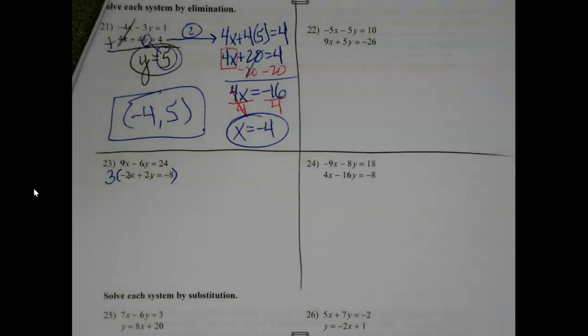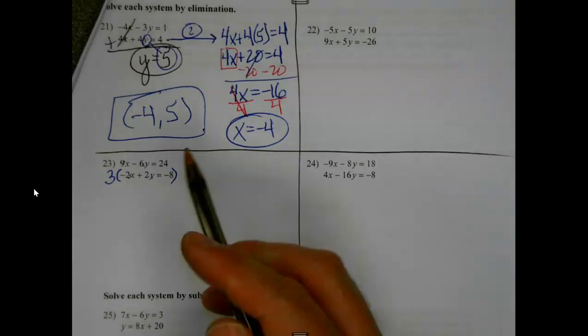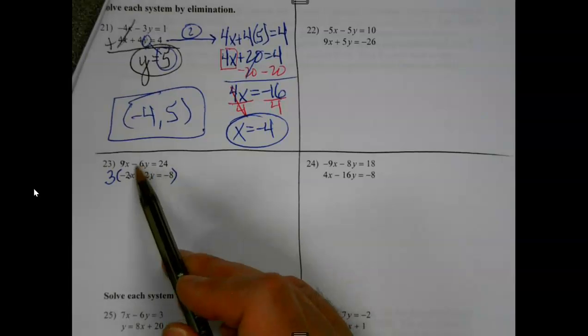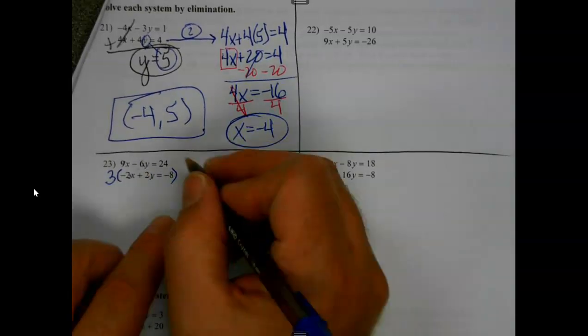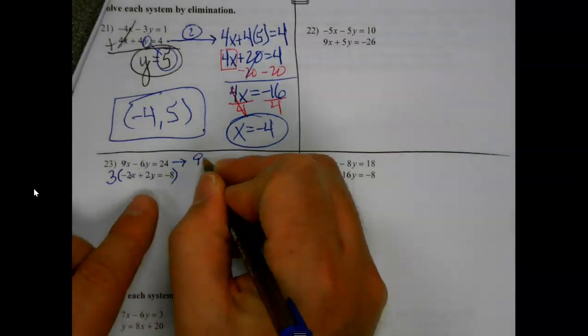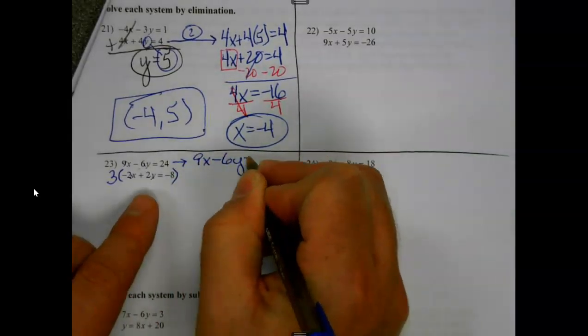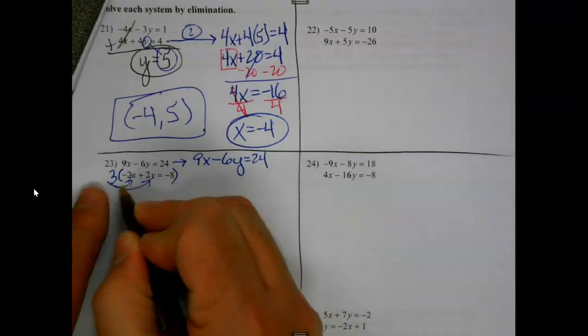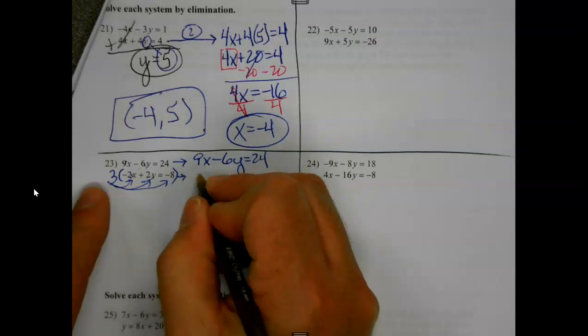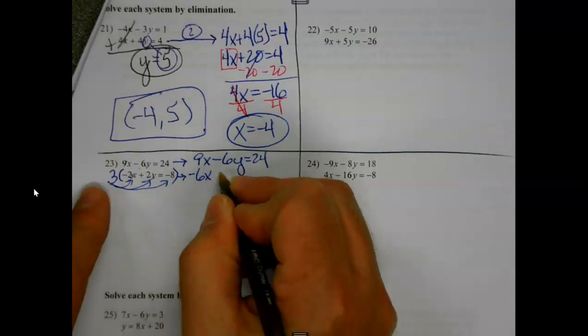Now, I will mention one other thing here. If this also would have been positive, we would have had to change the sign. We've got to make sure one's positive and one's negative. So in this case, we leave the top equation alone. And on this bottom one, I'm going to distribute that 3 all the way through.